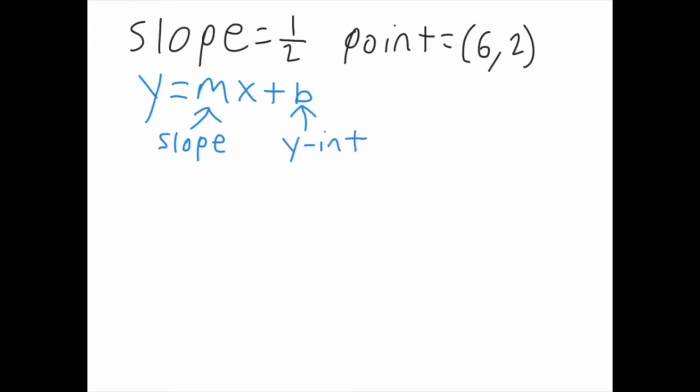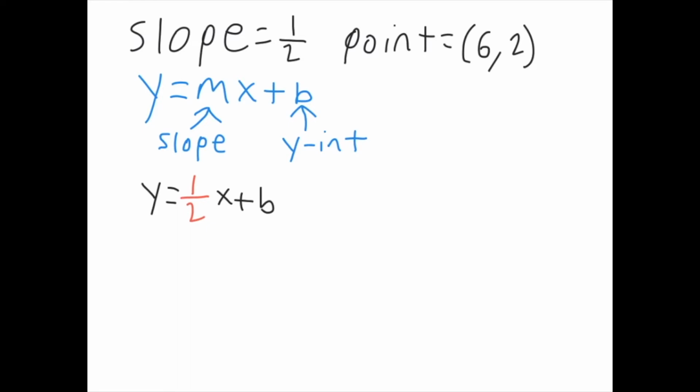So first we're going to start by plugging in the slope. So since we know the slope, we're going to say y equals, now instead of writing m, we write the slope, which is 1/2. And then write the rest of it, x plus b. Okay?